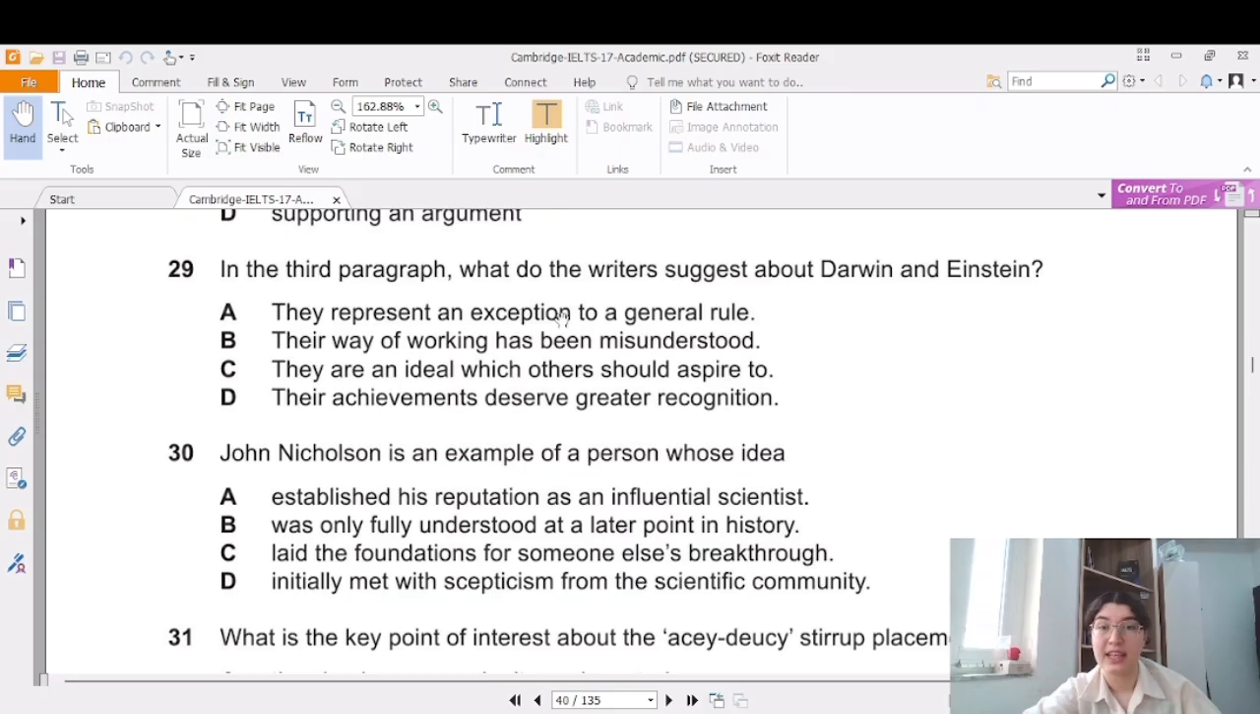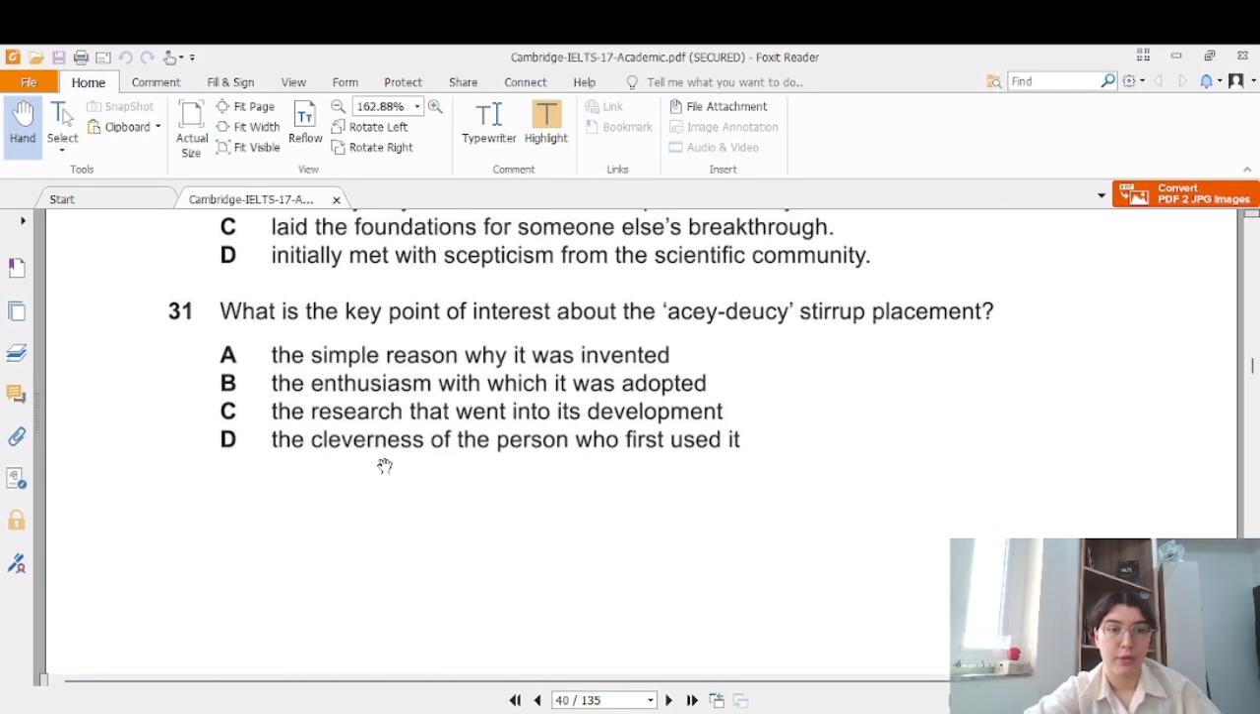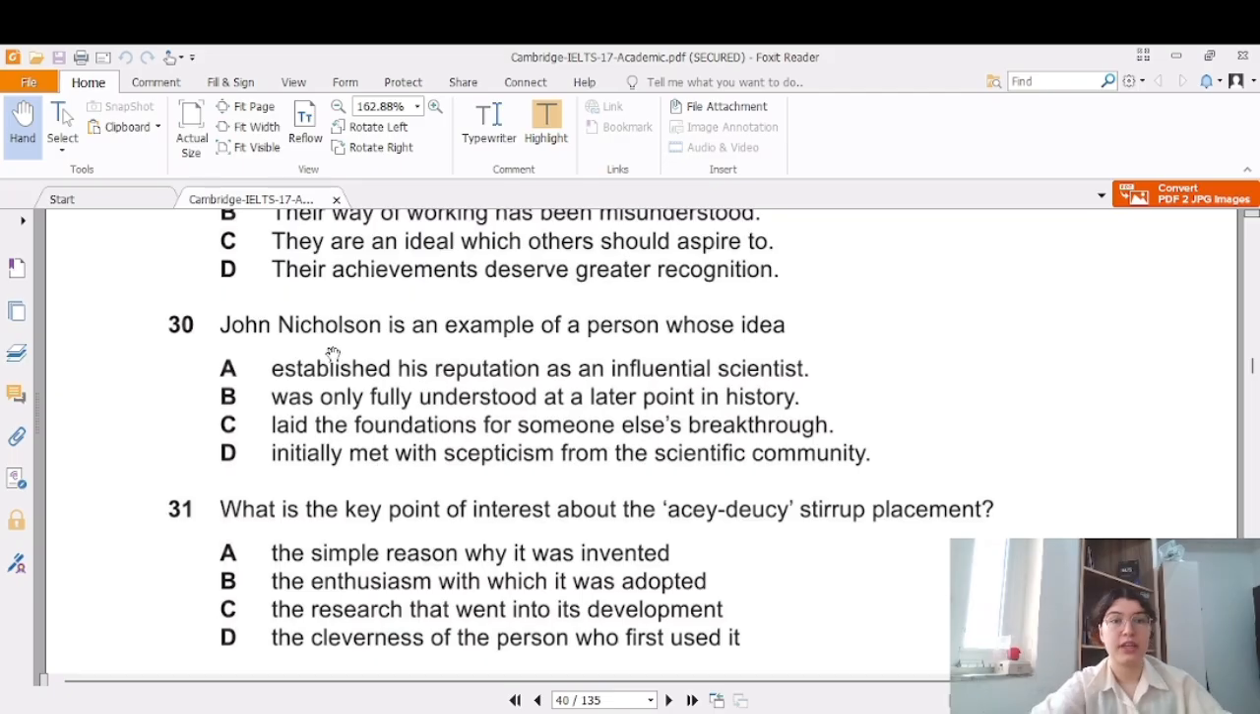They represent an exception to a general rule because the writer said setting them aside. If we set them aside, scientific discovery is actually about trial and error, not coming up with something spontaneously out of nowhere. Okay. Question 30, John Nicholson.